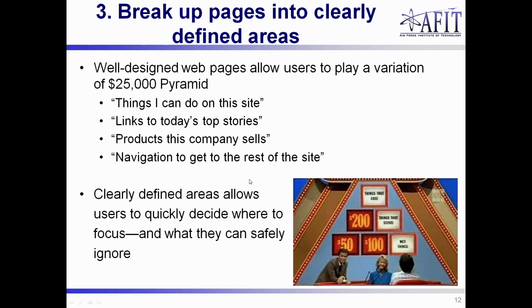And the nice thing about clearly defined areas is it allows users to quickly decide where they need to focus, because they probably are only interested in one of those categories depending on their goal or mission. And so if they can figure out what all the categories are, then they can quickly decide, okay, this is the category I want. I want links to today's top stories. And then they know that they can safely ignore the rest of the site because all of the links to today's top stories are going to be right there in that section that they're looking at.